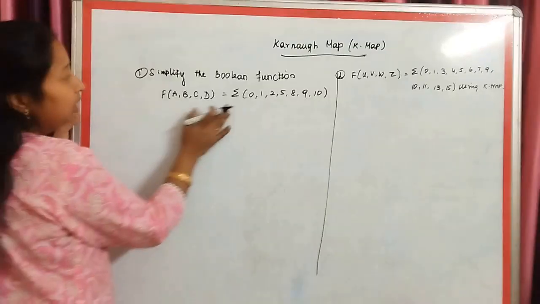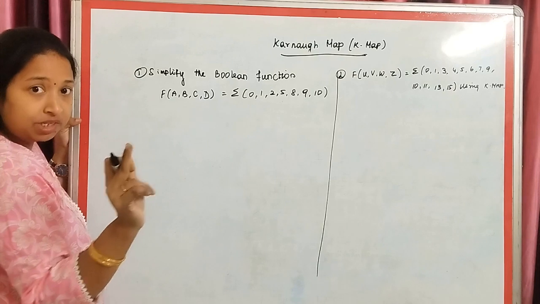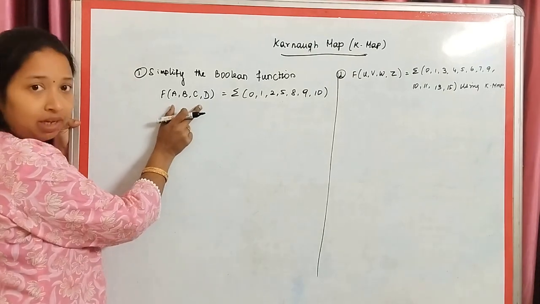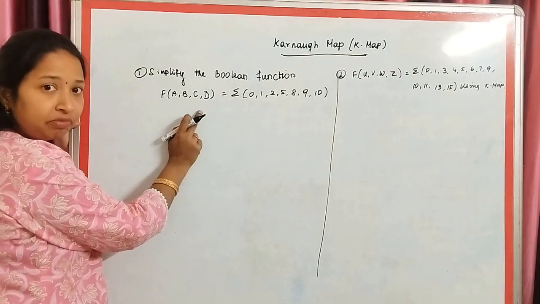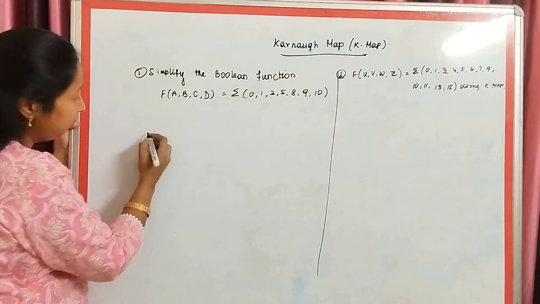Fine. Based on the question, your first step is to find out how many variables there are. How many variables are there? We have 4 variables. We'll be using a 4 variable K-Map.